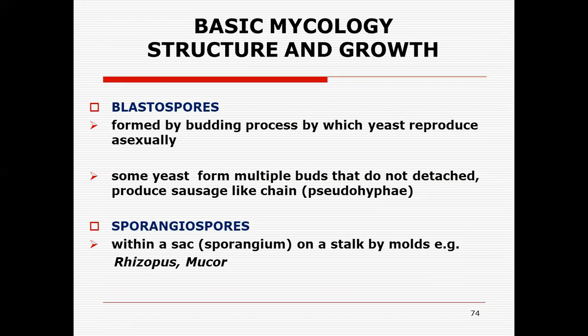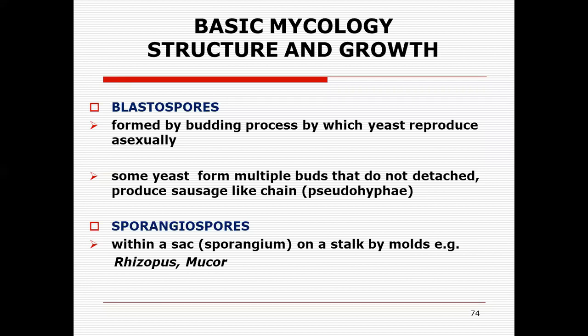Now we have another form of spore arrangement, what we call blastospores. These blastospores are formed by the budding process, by which yeast reproduce asexually. If you look at this, Candida albicans will also make blastospores. Some yeasts form multiple buds that do not detach, and they produce a sausage-like appearance, what we call pseudohyphae. This pseudohyphae formation is characteristic of Candida albicans. So the chlamydospores and the blastospores are the asexual spores formed by Candida albicans.